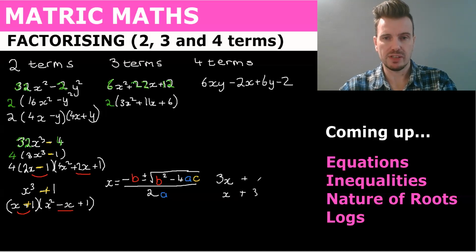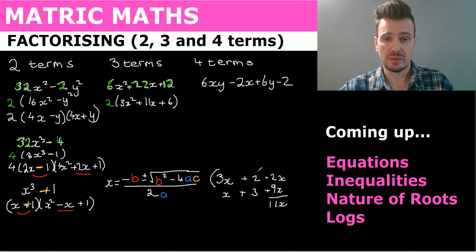I try 3 and 2. What do I need? I need 11x. x times 2 is 2x. 3x times 3 is 9x. Okay, they were plus and plus to get 11. And I've got my brackets, so these are my brackets.